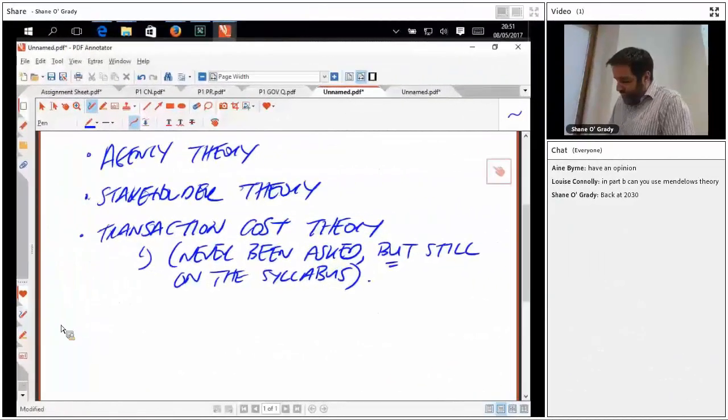So let's just make a couple of points here about technical articles, particularly about one that we haven't had a chance to practice. Okay, so stakeholder theory, which is the big one.